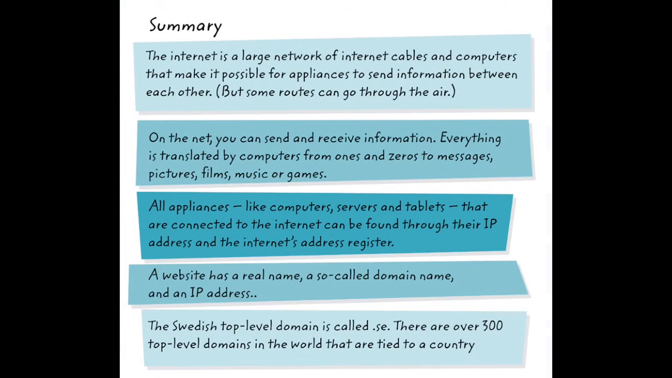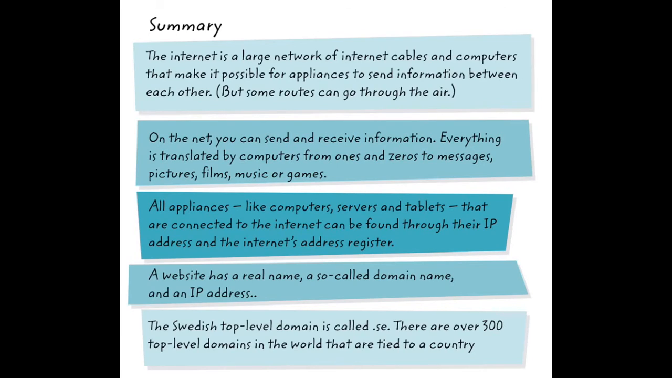The net is easy to use because there is a system with addresses so that you can always find the right way on the Internet. The Internet is a large network of Internet cables and computers that make it possible for appliances to send information between each other, but some routes can go through the air. On the net, you can send and receive information. Everything is translated by computers from ones and zeros to messages, pictures, films, music, or games.